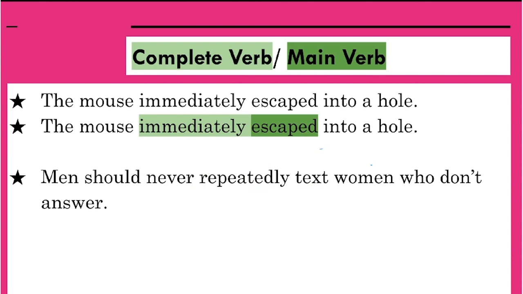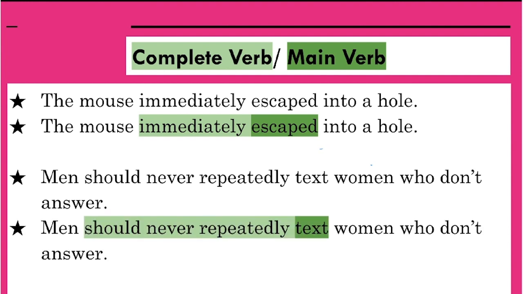Here's another one. What is the main verb? It's text. So what's the complete verb? It's going to include modal verbs, time words like never, and adverbs like repeatedly, the ly words.